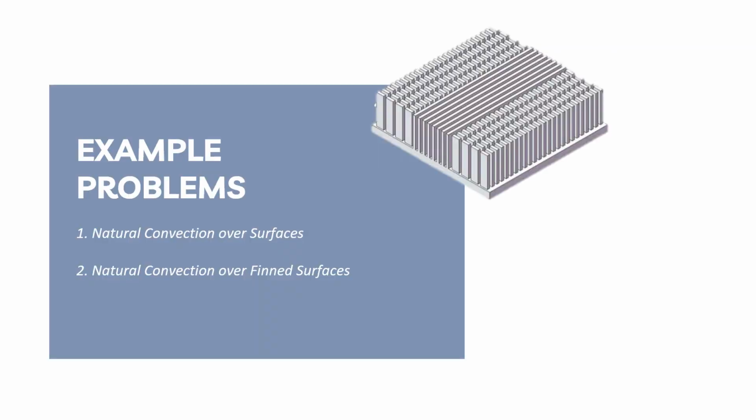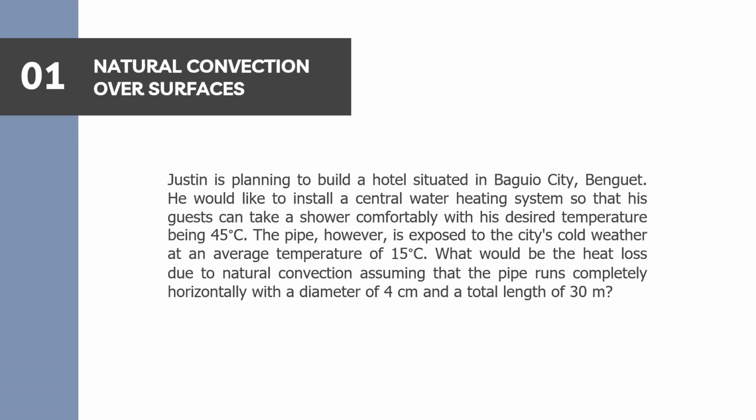Next, we will go over some example problems for natural convection over surfaces and fin surfaces using Microsoft Excel. For our first problem, Justin is planning to build a hotel situated in Baguio City, Benguet. He would like to install a central water heating system so that his guests can take a shower comfortably, with his desired temperature being 45 degrees Celsius. The pipe, however, is exposed to the city's cold weather at an average temperature of 15 degrees Celsius. What would be the heat loss due to natural convection, assuming that the pipe runs completely horizontally with a diameter of 4 centimeters and a total length of 30 meters?